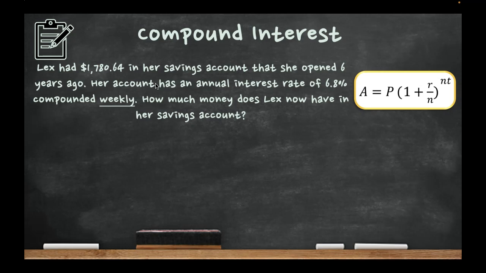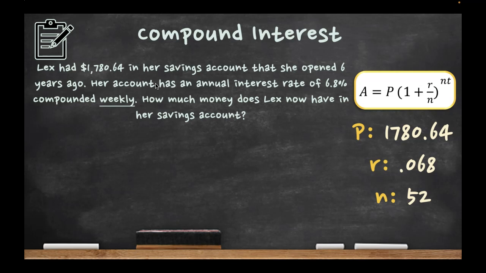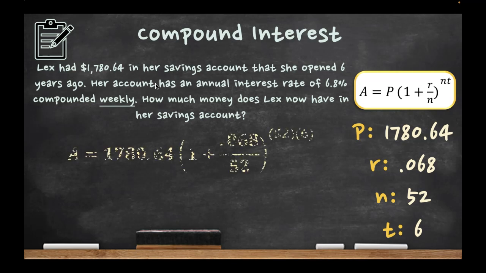So they're saying how much she had initially, and they're saying that it's 6 years later. So that's telling you that the years that you're looking at is going to be 6. It's just written a little different. Now, instead of writing 6.8%, I'm going to write 0.068 because I had to move that decimal to the left twice. And 52 because weekly is 52 weeks in a year. And then it's 6 years that you're looking for. That's 6 years ago. And this is your equation.